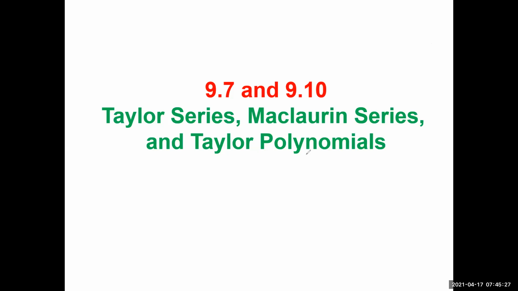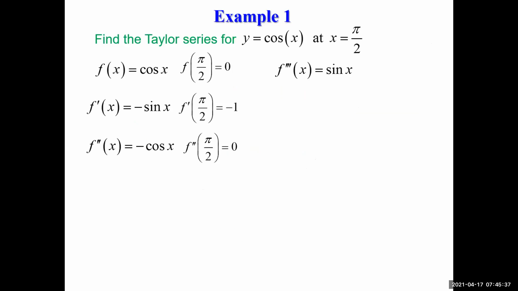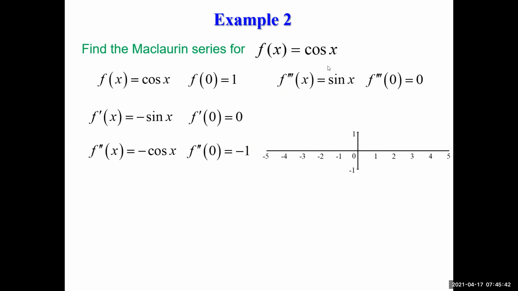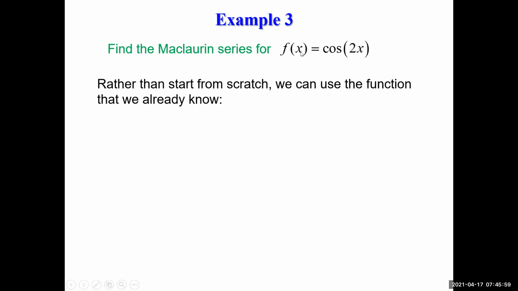This is the third video, the third part of the 9.7 and 9.10 Taylor series and Maclaurin series, Taylor polynomial. Now let's recall. In example 2, we found the Maclaurin series for cosine x, which is this. Then we use this information to figure out the Maclaurin series for cosine of 2x. All right, so what's the Maclaurin series for cosine 2x?